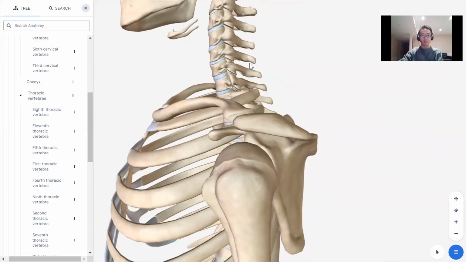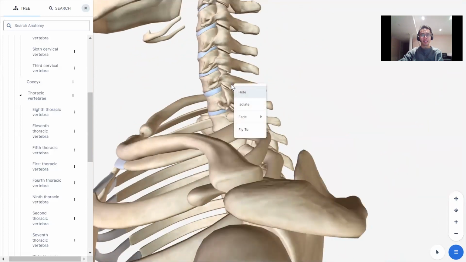Yeah, I think there's a better picture maybe in the PowerPoint. Okay, but between the two vertebrae, there is going to be an opening called the intervertebral foramen. That's where your spinal nerve comes out.